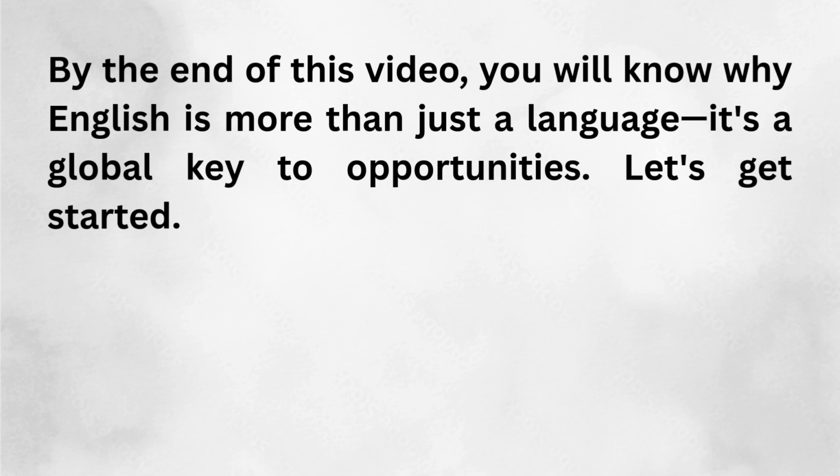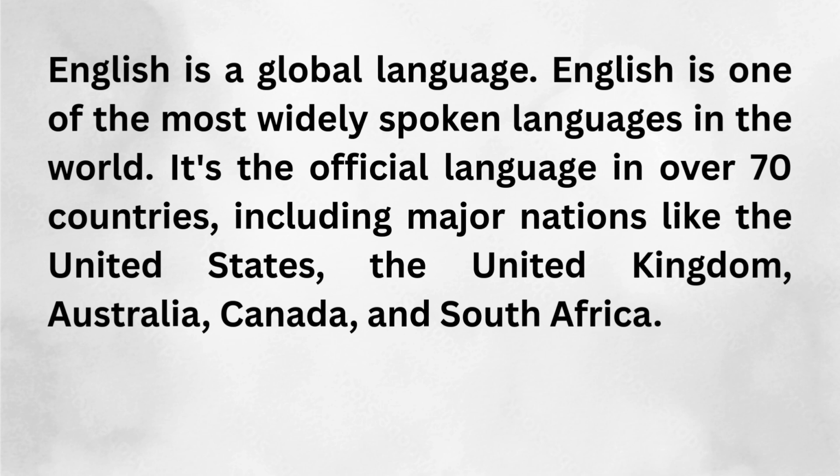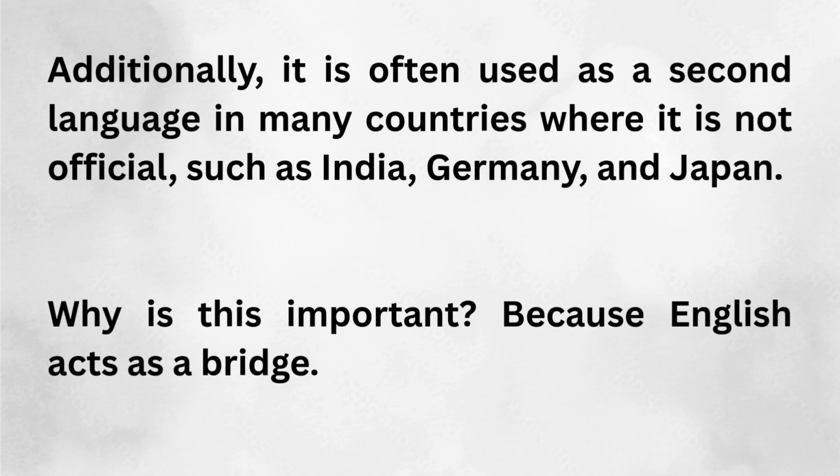Let's get started. English is a global language. English is one of the most widely spoken languages in the world. It's the official language in over 70 countries, including major nations like the United States, the United Kingdom, Australia, Canada, and South Africa. Additionally, it is often used as a second language in many countries where it is not official, such as India, Germany, and Japan.